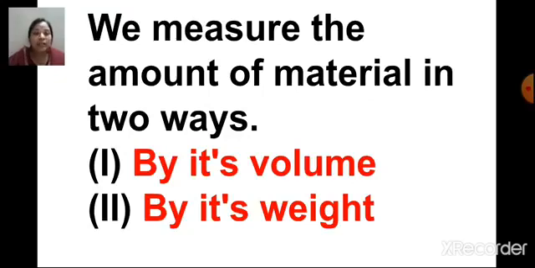We do not say that give me the potatoes which can occupy the space of my packet or the space of my bag. We do not say like that, right? We say that I want 1 kg of potato, right children? So we measure the amount of material in two ways, by its volume or by its weight.